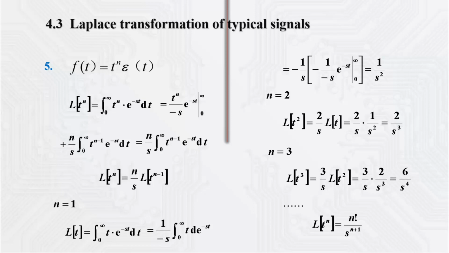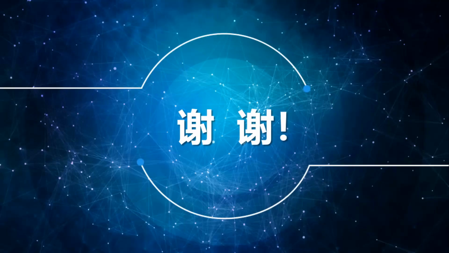According to the Laplace transformation of t, you can get the Laplace transformation of t to the power of 2. Its value is 2 over s to the power of 3. And then according to the Laplace transformation of t to the power of 2, you can get the Laplace transformation of t to the power of 3. Its value is 6 over s to the power of 4. Similarly, the Laplace transformation of t to the power of n has a value of n factorial over s to the power of n plus 1. Okay, that's all about it. Thank you.